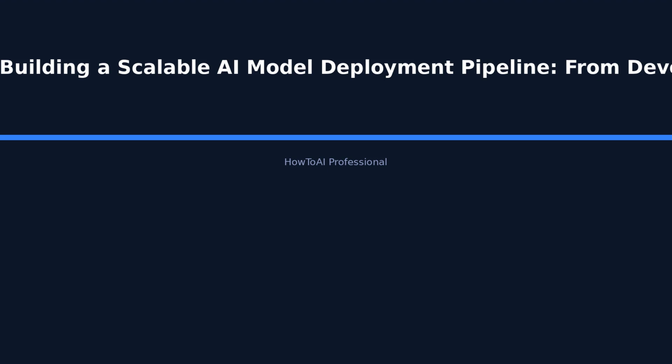Docker allows you to package your model and its dependencies into a container that can run consistently across different environments. This consistency is key for avoiding compatibility issues when deploying models to production.